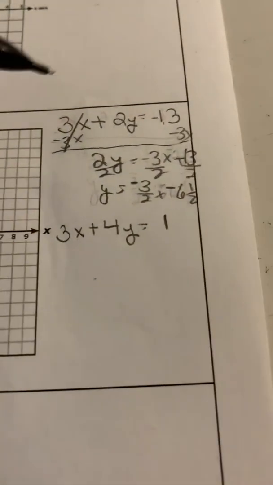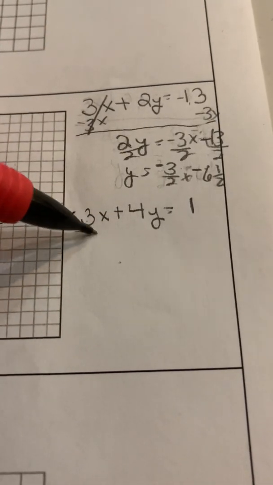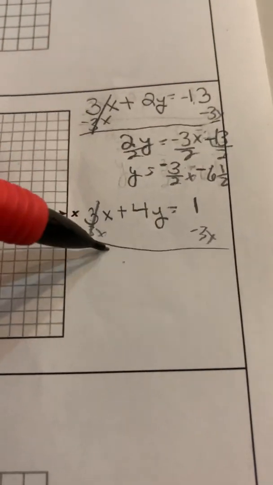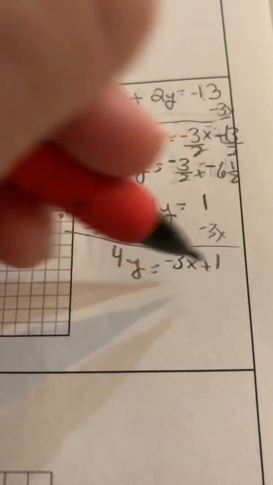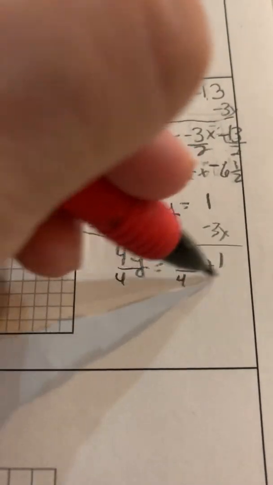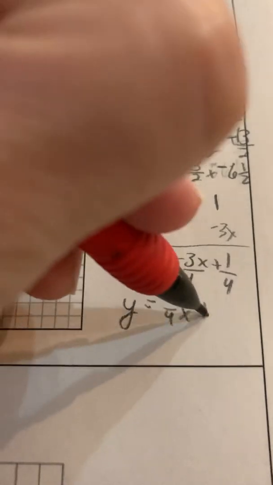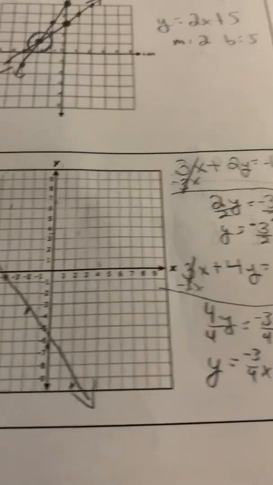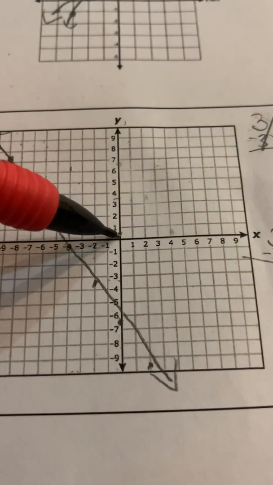So for the next one, we have 3x plus 4y equals 1, where we're going to subtract 3x from both sides. So now we have 4y equals negative 3x plus 1. Divide each term by 4. So y equals negative 3/4 x plus 1/4. So my y-intercept is positive 1/4, which is just above 1.